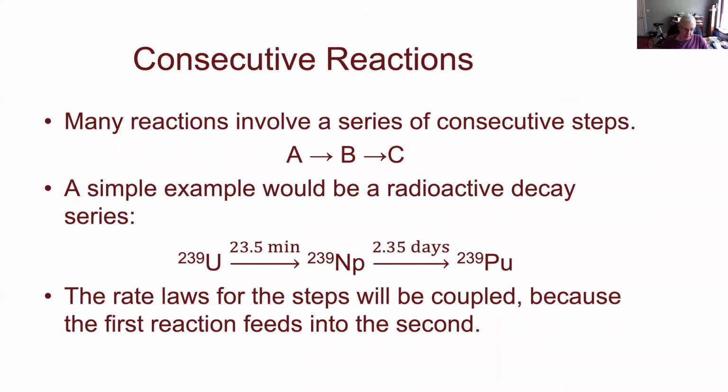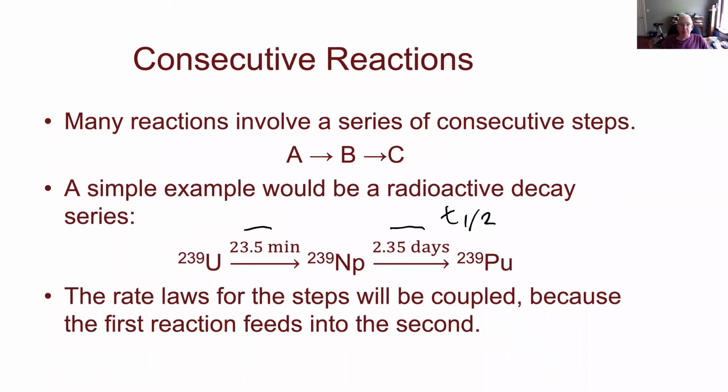The times written up there are half-lives for these things. So those are the half-lives for the two steps, meaning that here my first step is noticeably faster than my second step, according to those numbers.